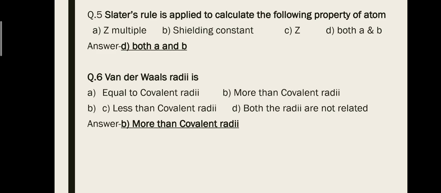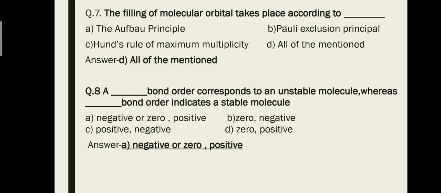Question number 6. Van der Waals radii is, options A. Equal to covalent radii. B. More than covalent radii. C. Less than the covalent radii. D. Both the radii are not related. The correct answer is option number B. More than covalent radii.